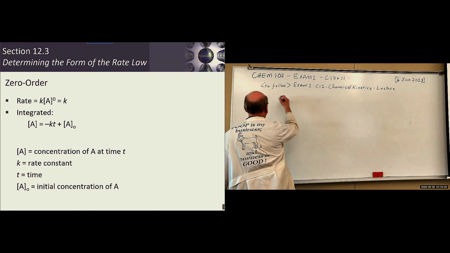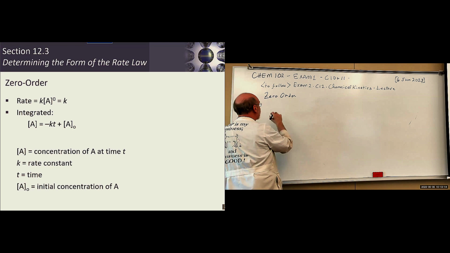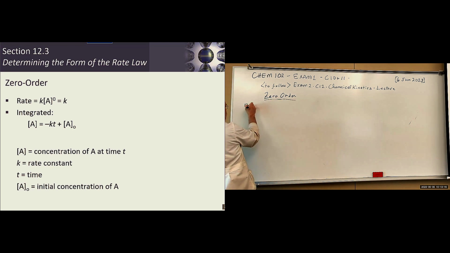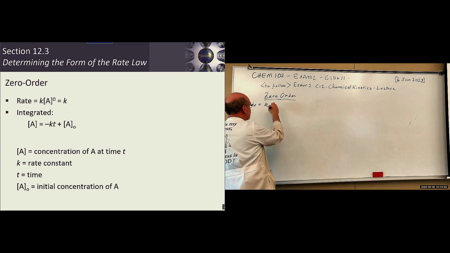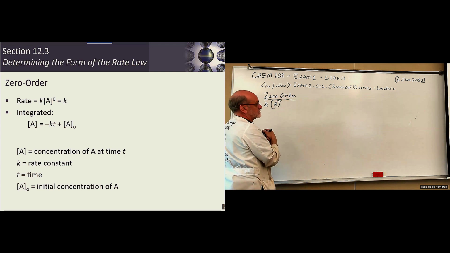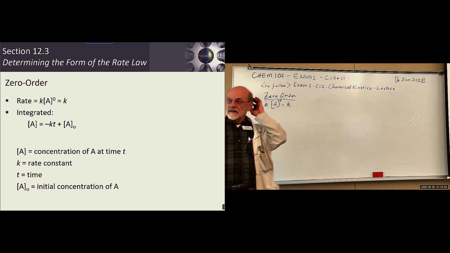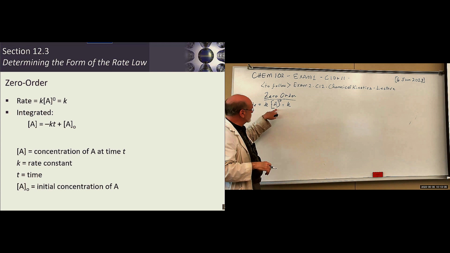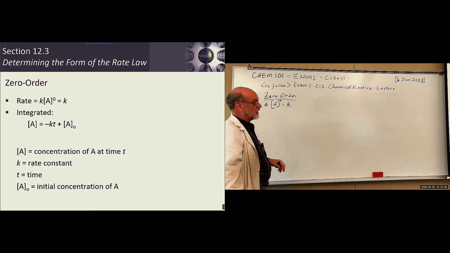If it's zero order, that means that the rate law is K times, and we just use the generic reactant here, A to the zero order, right? So that means that the rate is equal to K. And it doesn't matter what the concentration of A is, the rate is always constant. So it's going to be a straight line, the slope, the rate.